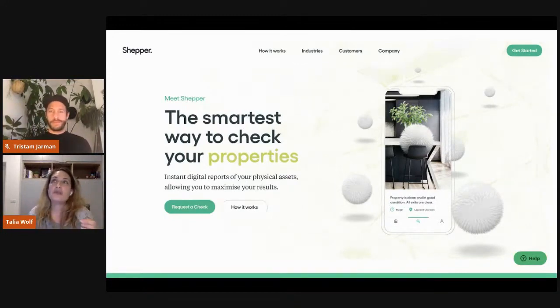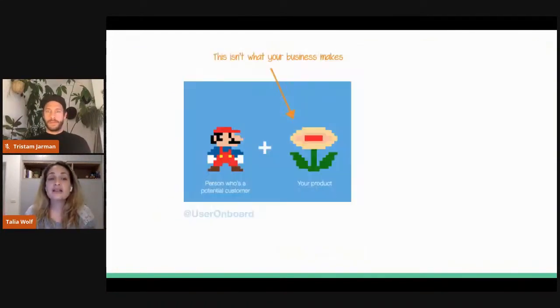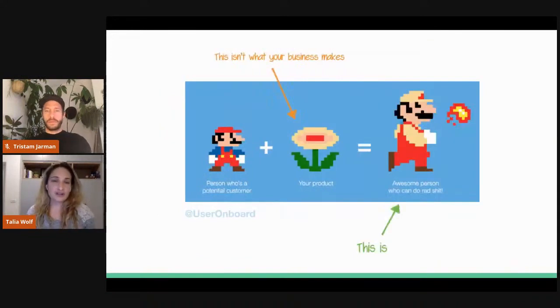But the thing is that people don't buy products. We don't buy features. We don't buy pricing. What we buy is actually better versions of ourselves. This is probably my favorite visual of all time by User Onboard. At the end of the day, we're not selling the product. We're selling this awesome person who can do rad stuff. That's what people are buying.